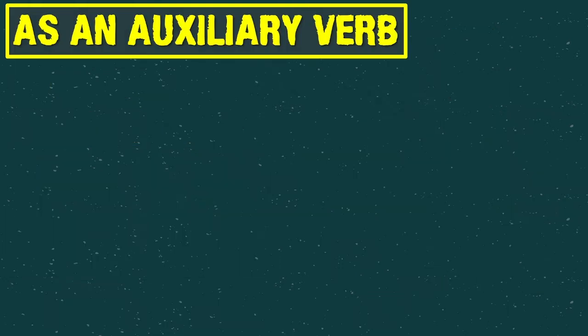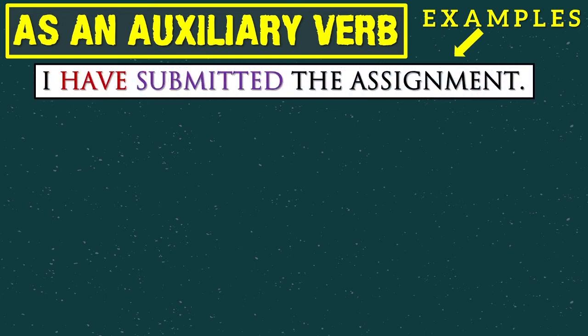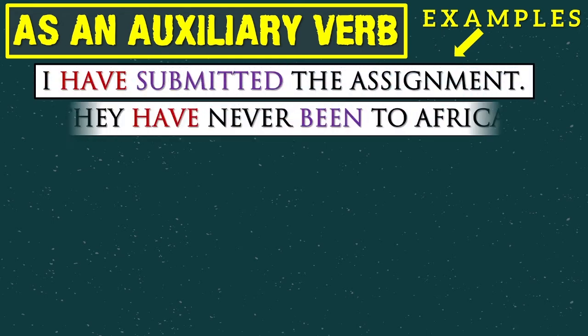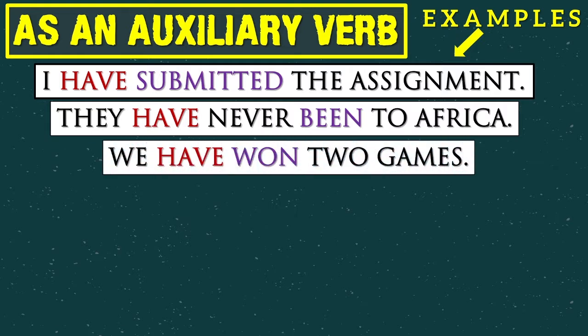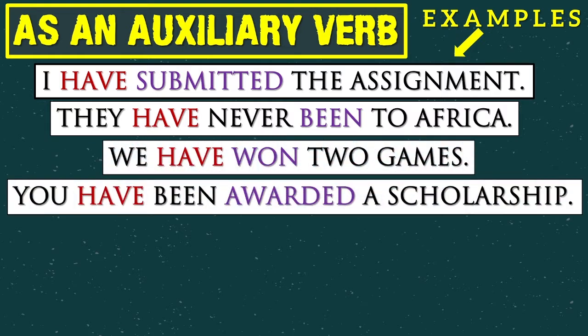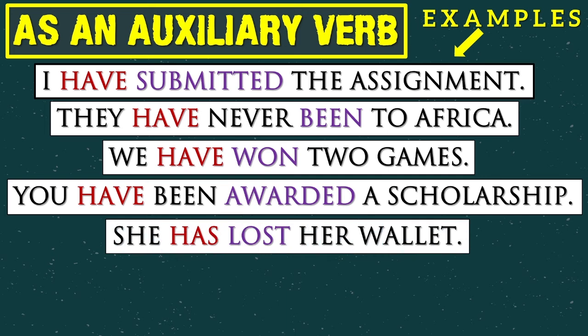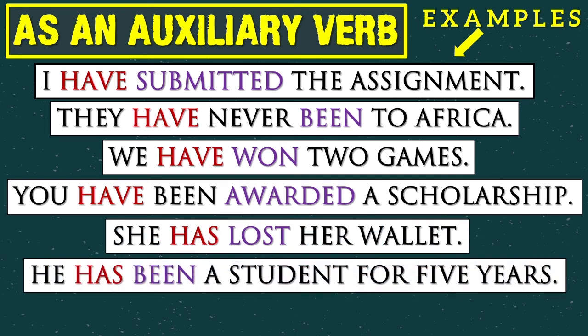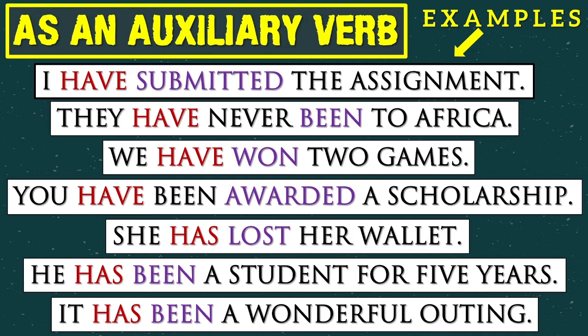Now, let's look at the function of have as an auxiliary verb, as we have in the following sentences. I have submitted the assignment. They have never been to Africa. We have won 2 games. You have been awarded a scholarship. She has lost her wallet. He has been a student for 5 years. It has been a wonderful outing.